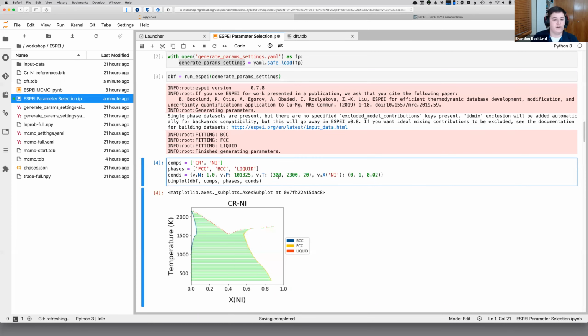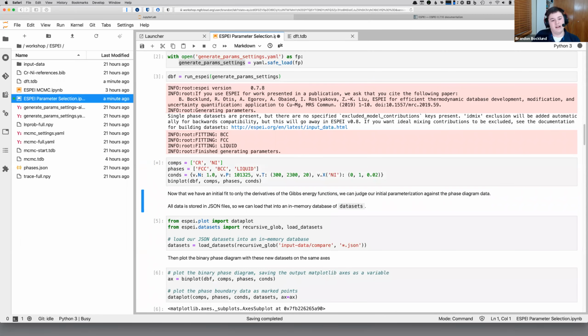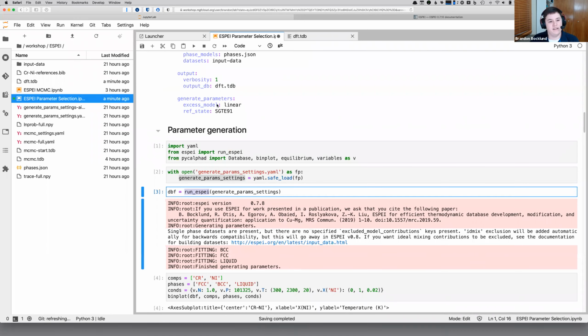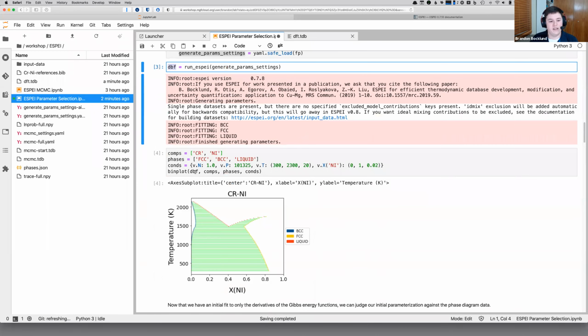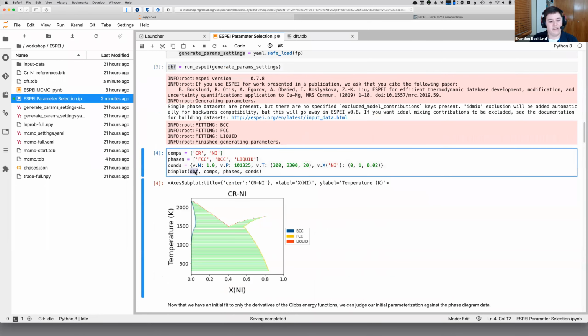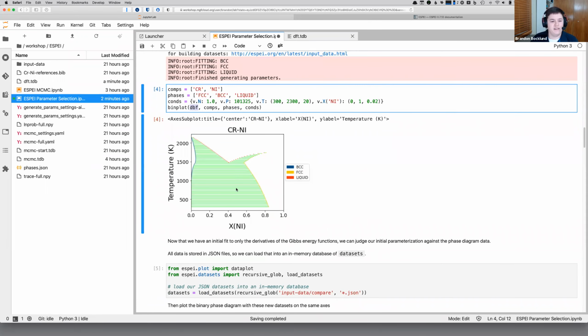Okay, and so if we plot the phase diagram from the database we have, this run espei wrote that database dft.tdb out to a file, but it also returns that object, so we can just use it directly in our code when we run binplot with PyCalFed. So we've plotted the database here. This is our parameter estimation. Remember, we generated this database only using single phase data from experimental literature and from first principles data.